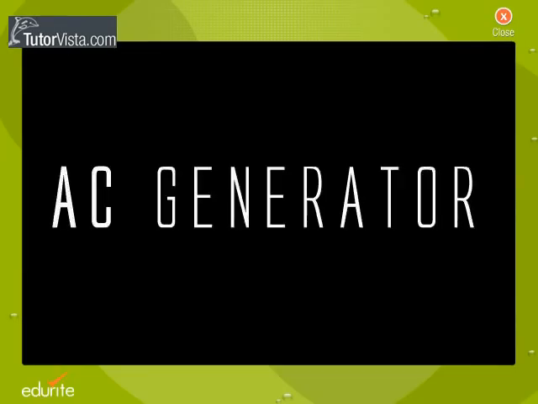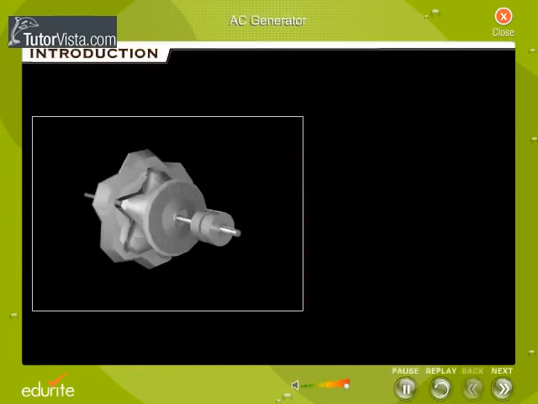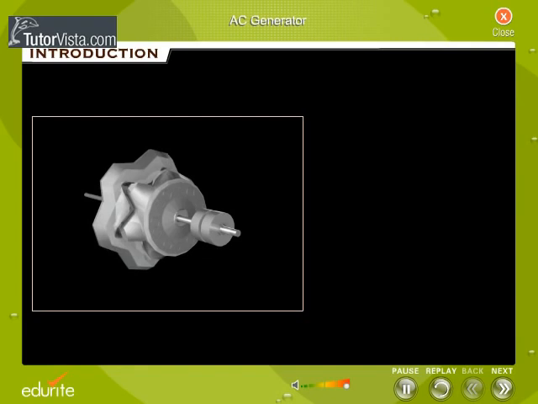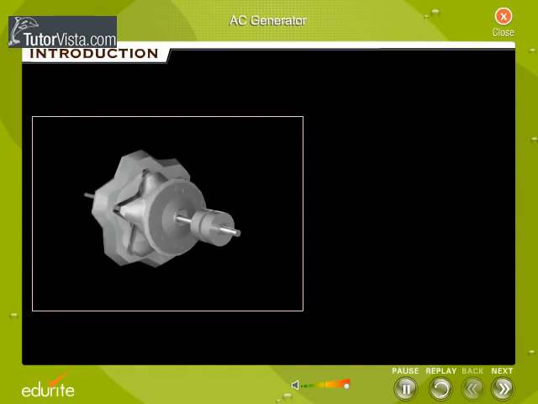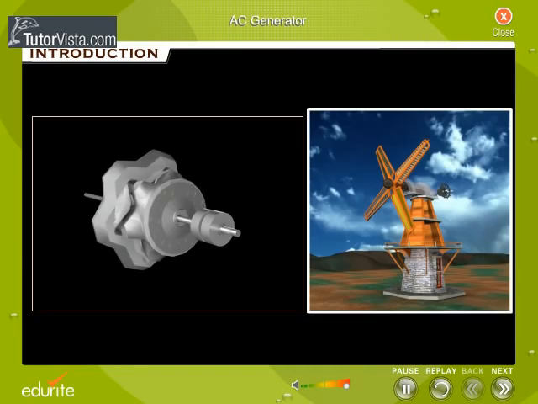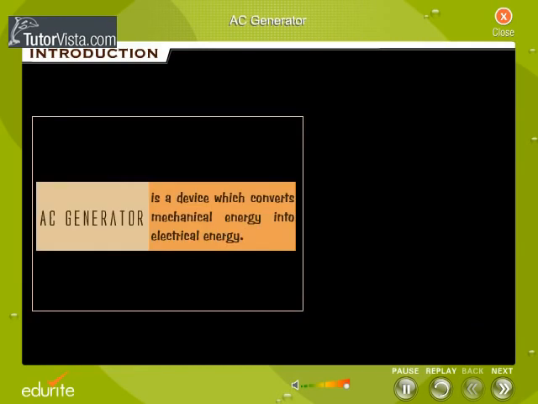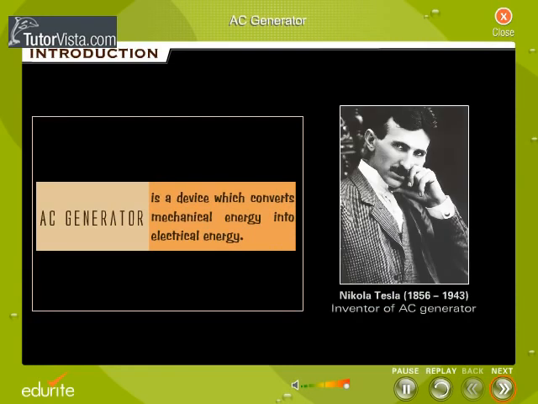AC generator. Do you know that most of our electrical energy comes due to the spinning of rotors in the AC generator of power stations like nuclear power stations, thermal power stations, and hydroelectric power stations, and so on? What is an AC generator? An AC generator is a device which converts mechanical energy into electrical energy.